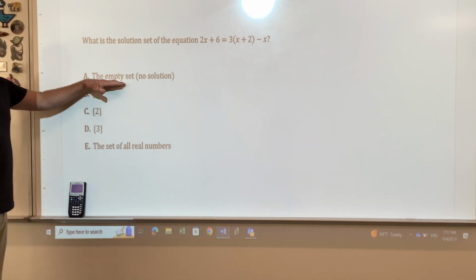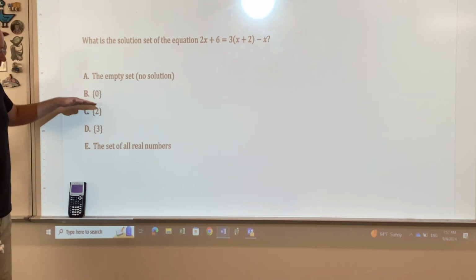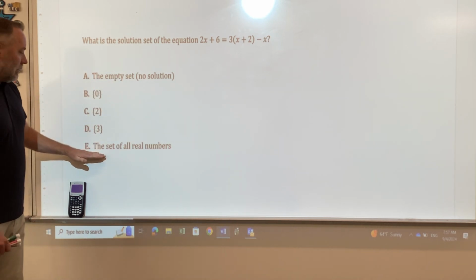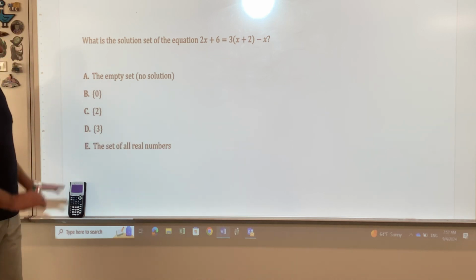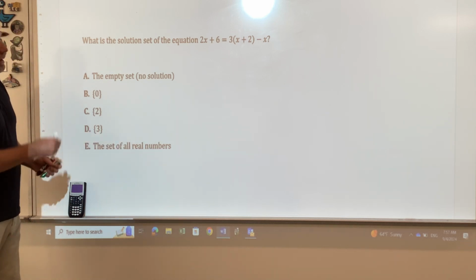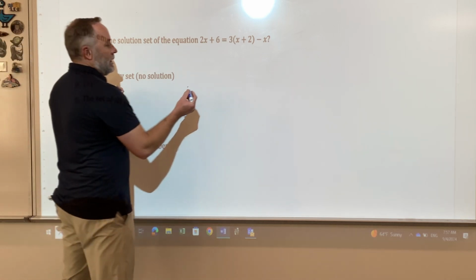One is the empty set, which is no solution. Then we have 3 different values. And then this last one, the set of all real numbers. So we'll talk about those in a minute, but let's just show what we need to do algebraically.